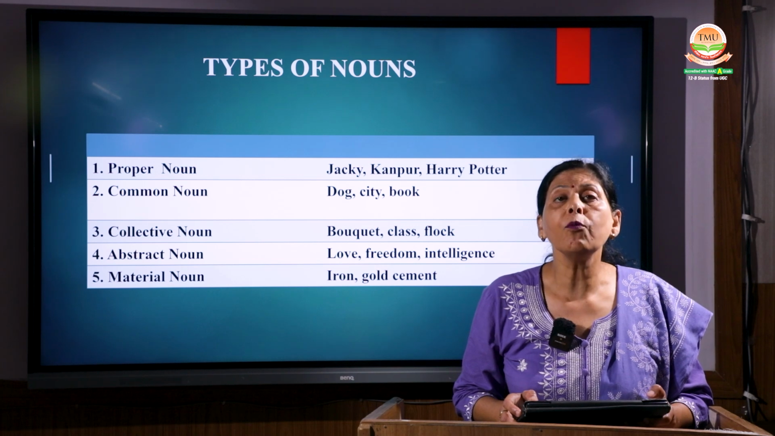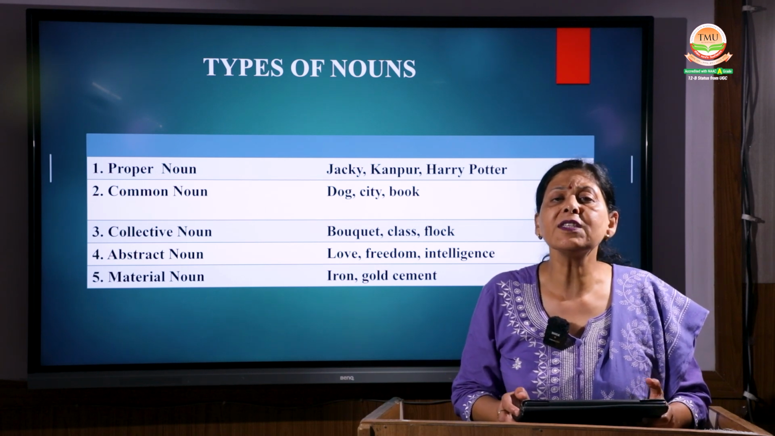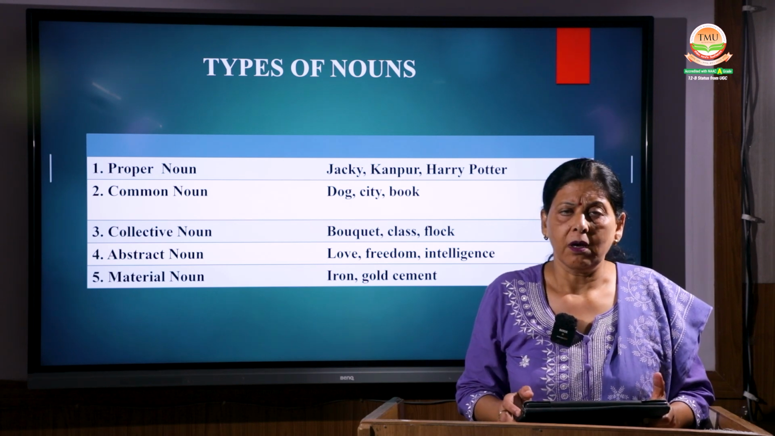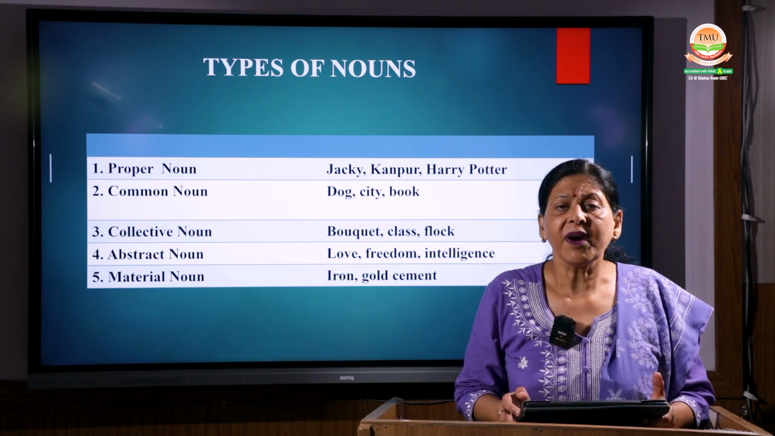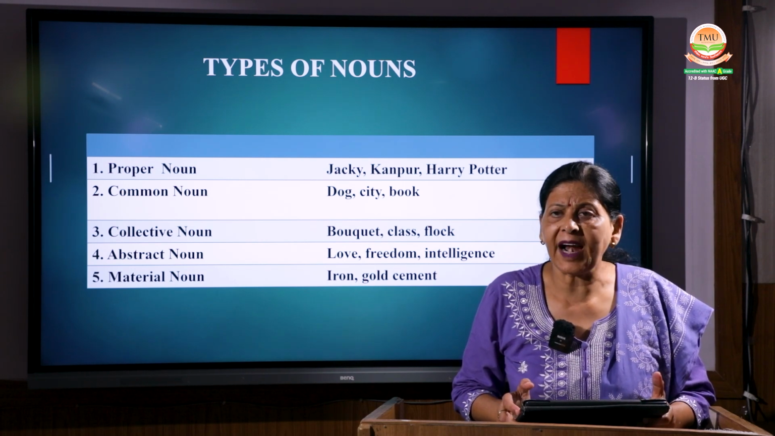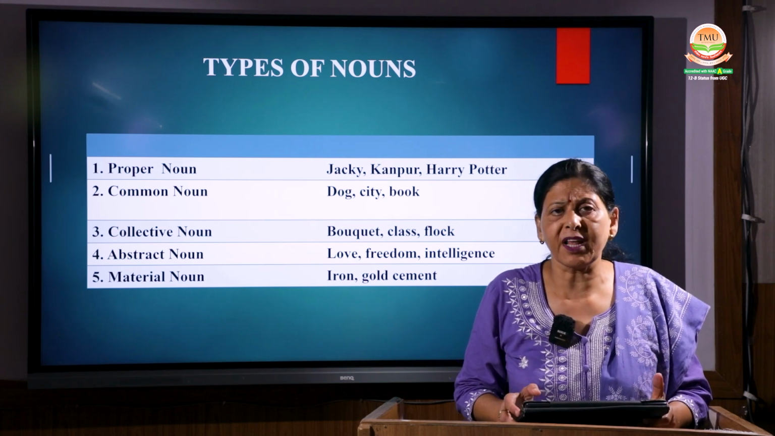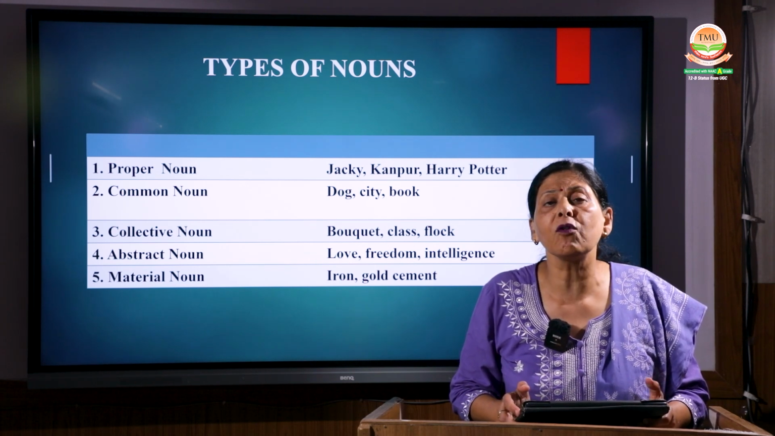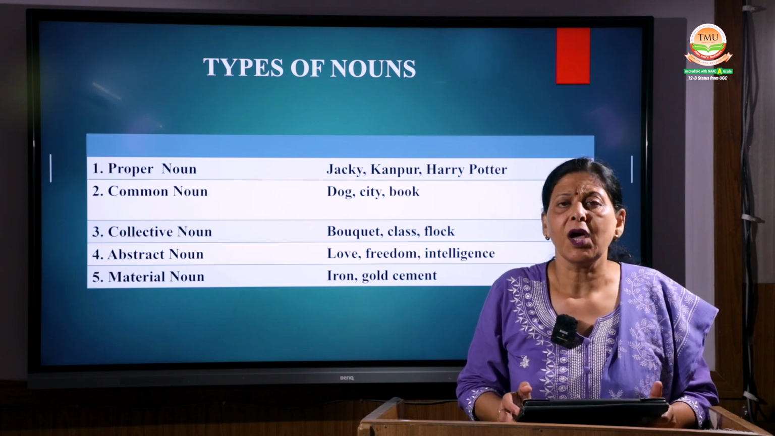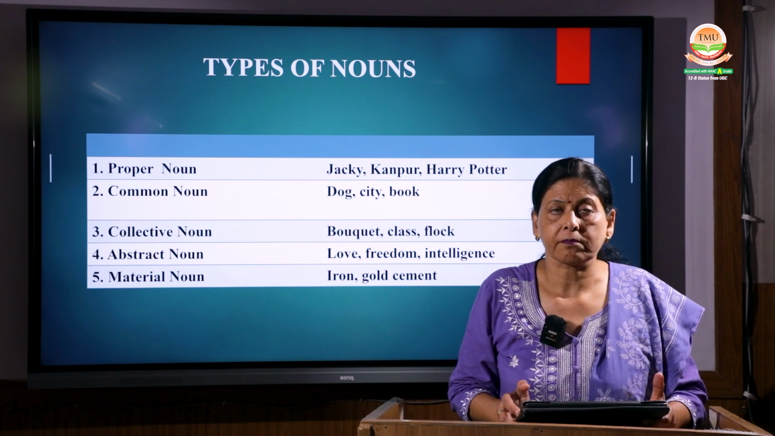Now proper noun is when we give a specific name to a person. A boy is a noun, but the name of the boy is Jacob. Jacob is a proper noun because that is not common, that is not for everybody, that is for a particular person, that is the name of a particular person. So that is a proper noun. Proper noun is the name of a particular thing, place or person.